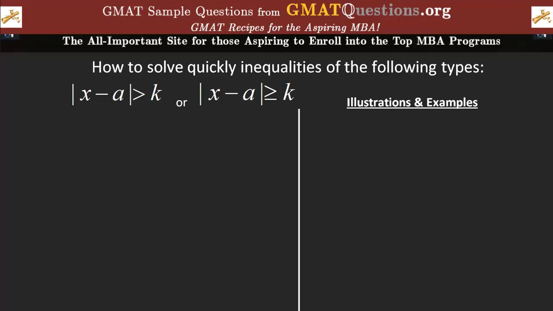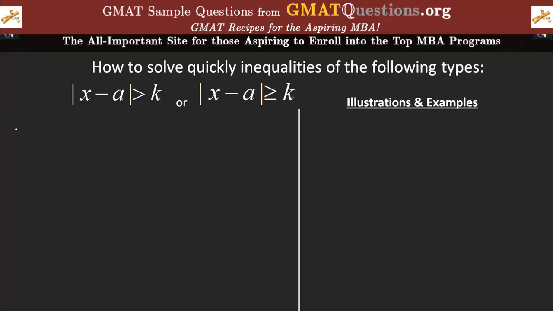In this recording, I'll show you how to solve quickly inequalities of the following types. That is, the absolute value of x minus a is greater than k, or the absolute value of x minus a is greater or equal to k. Now, I will not solve these inequalities the conventional way. I find it inefficient. So I'm going to do the same thing I did in the previous recording for inequalities where you have the less sign, not the greater sign.